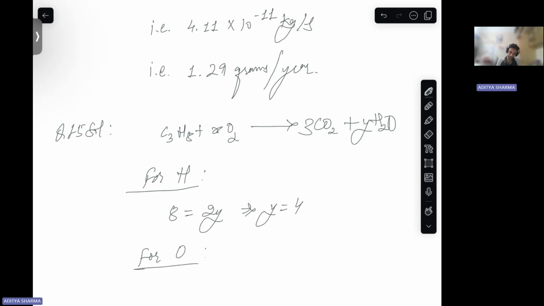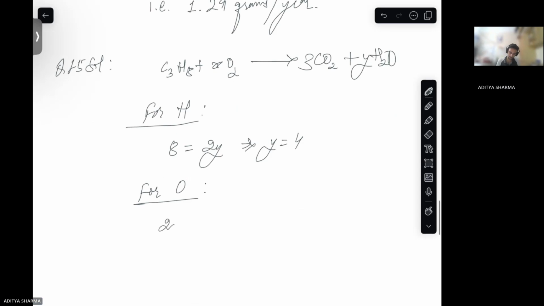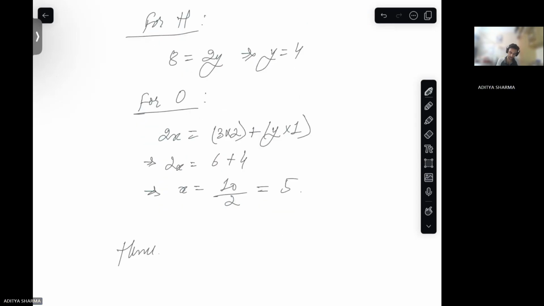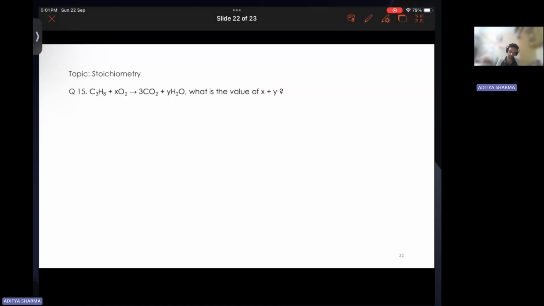For oxygen, 2x equals 3 into 2 from carbon dioxide plus y into 1 from H2O, implies 2x equals 6 plus 4 because y equals 4, implies x equals 10 divided by 2 equals 5. Hence x plus y equals 5 plus 4 equals 9. So this is your answer. 9 is the answer to this question.